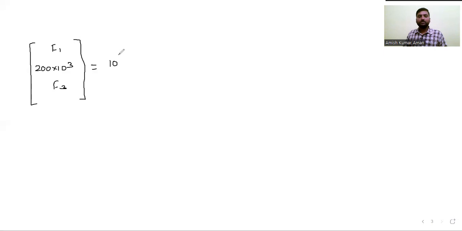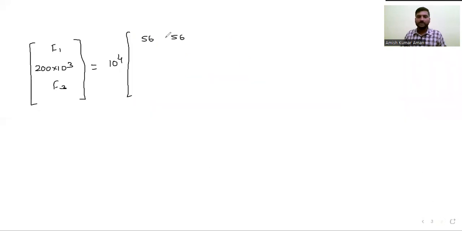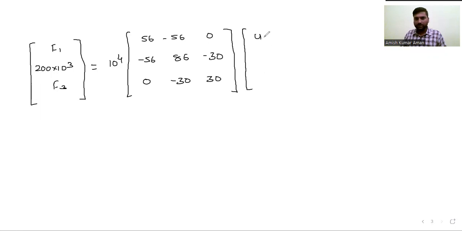Then the K matrix, 10 to the power 4 outside. The K matrix we have already developed: 56, minus 56, 0; then minus 56, 86, minus 30; then 0, minus 30 and 30, into displacements. Displacement is U1, U2 and U3.